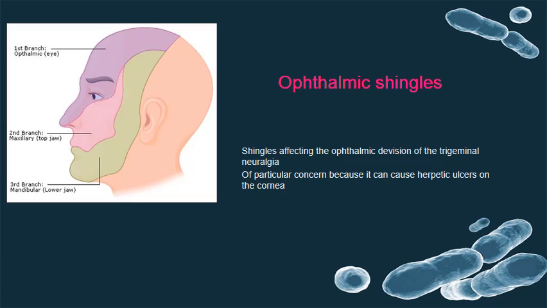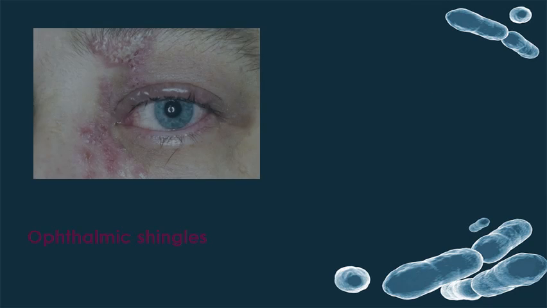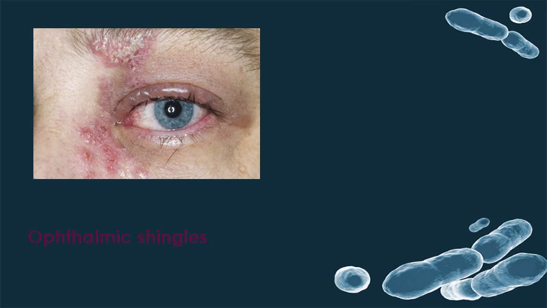It's of particular concern because it can cause herpetic ulcers on the cornea, which can cause scarring and damage vision. Pictures here. This one you can see has affected the nasociliary nerve. Now the nasociliary nerve is a branch of the ophthalmic division of the trigeminal nerve, and it supplies the side of the nose next to the eye. This is a classic picture.